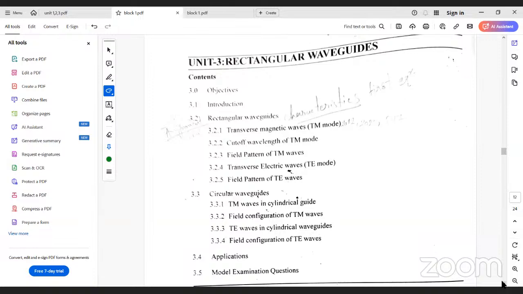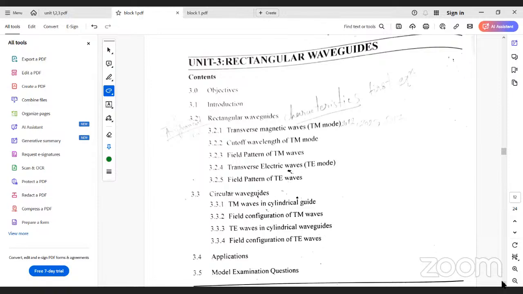What are the topics here we have to cover from unit 3? Today we will see rectangular waveguides. In tomorrow's class, I will cover circular waveguides. As it is a lengthy topic, today we will see rectangular waveguides. What are the subtopics we have in rectangular waveguide? Transverse magnetic waves, cutoff wavelength of magnetic mode, field pattern, TE mode, field pattern.